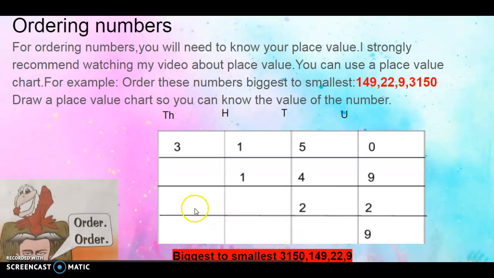Much easier to arrange them now, biggest to smallest, because we have made our place value chart. So which number is on the top? 3,150, and the next numbers are 149, 22 and 9. So by using the place value chart, it will be much easier for you to order the numbers.